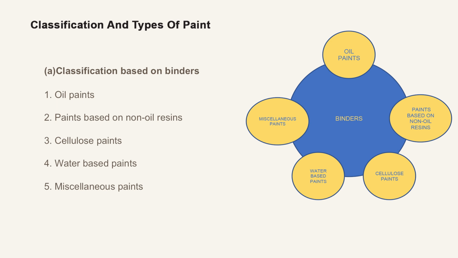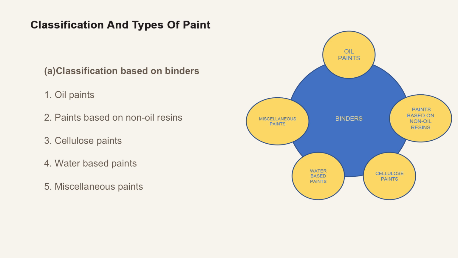Now, let us see how the paints are classified. First up, we have classification based on binders. Think of binders as the glue that holds the paint together. Here are the main types. Oil paints. These are your classic paints known for their durability and glossy finish.